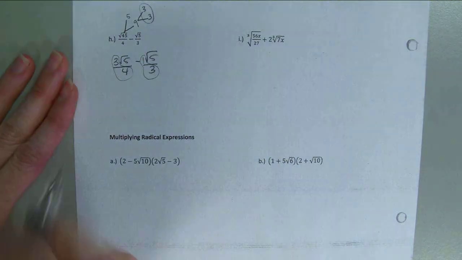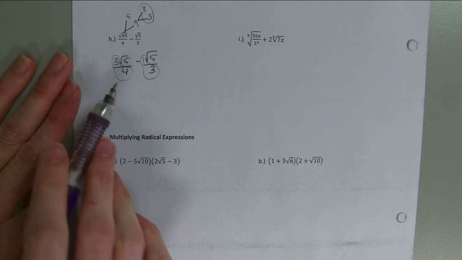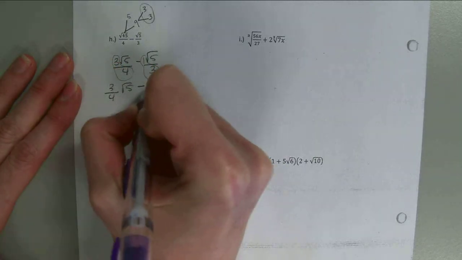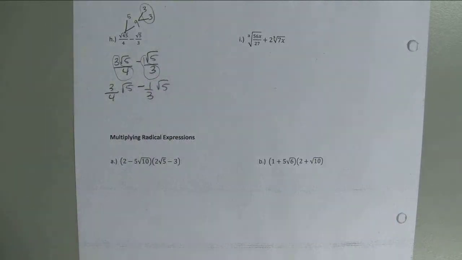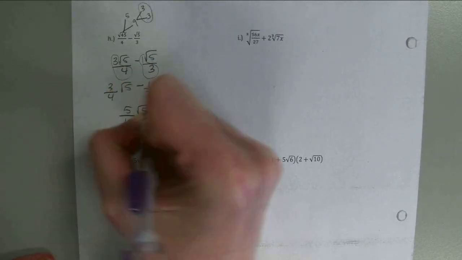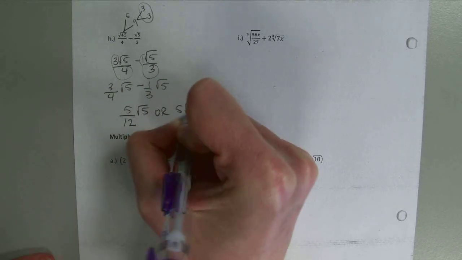So our coefficients are just really 3/4 minus 1/3. I know it looks weird, but I'm going to write it that way. 3/4 root 5 minus 1/3 root 5. Whenever you have fractions, that whole fraction is your coefficient. And then just do the math on your calculator. Do 3/4 minus 1/3, hit math frac, and you'll have your new coefficient. 5/12. So this is 5/12 root 5 like this, or 5 root 5 over 12.